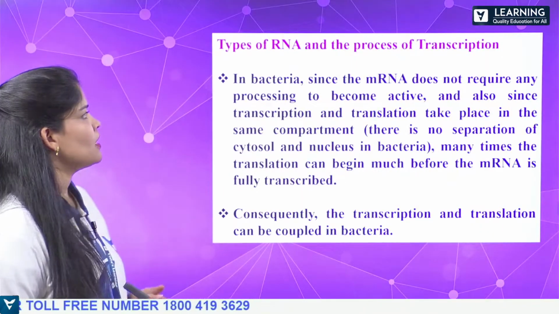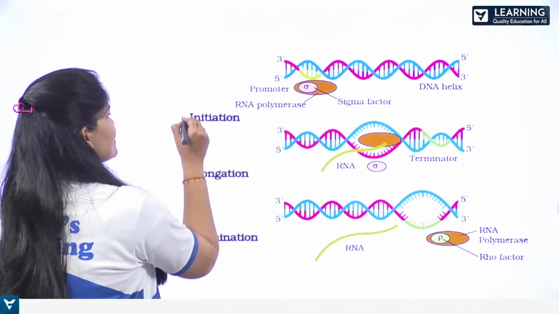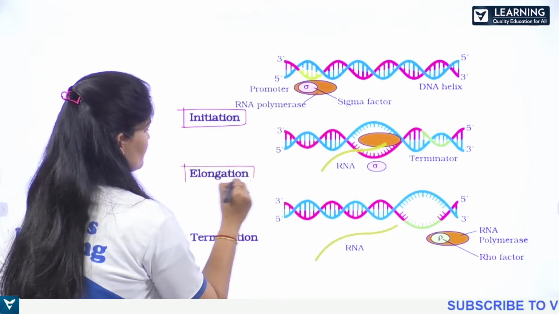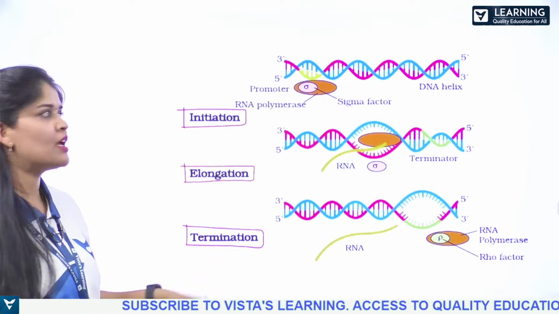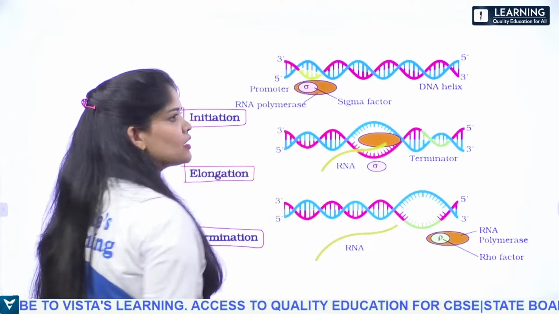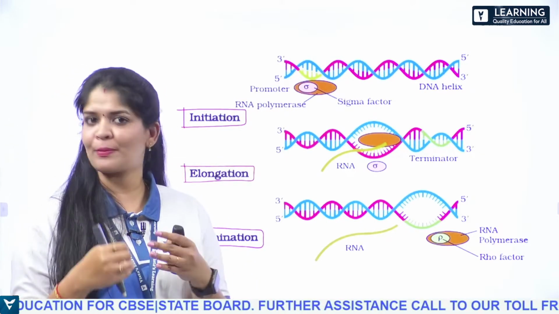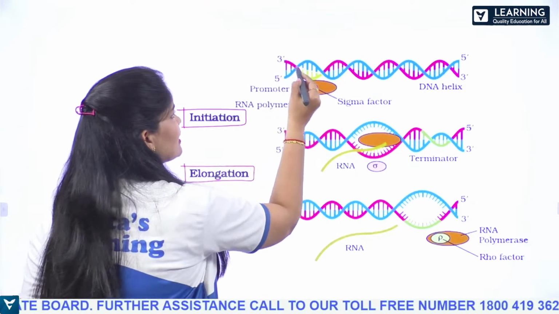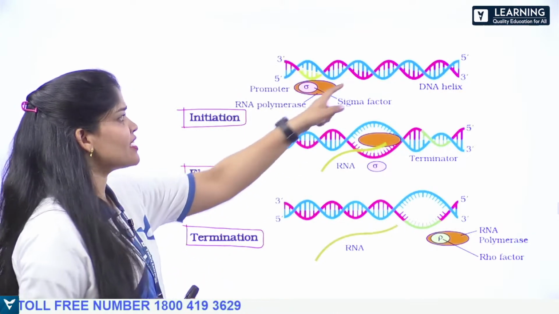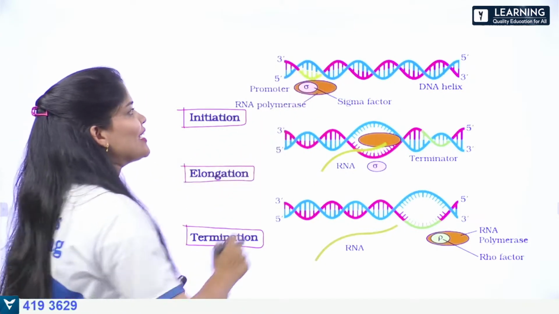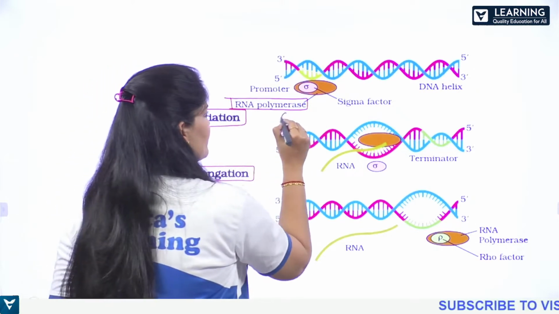Now, here is a diagram where we can see 3 steps which are involved: initiation, elongation, termination. So, here is a promoter region and the polymerization always happens in the 5' to 3' direction. This is DNA which is acting as a template. The red strand is going to act as a template. Here is a region of promoter to which RNA polymerase enzyme binds.